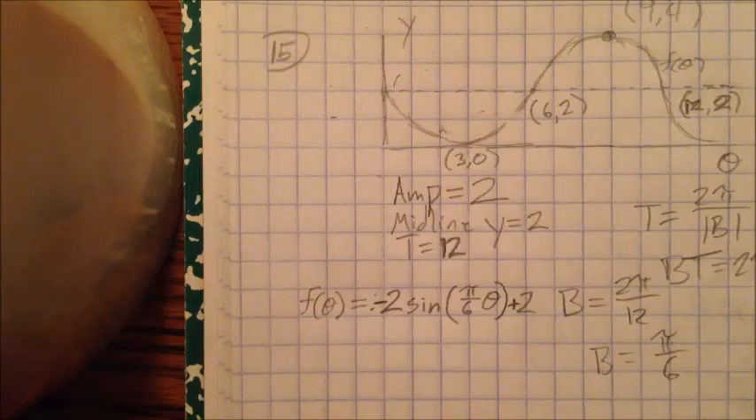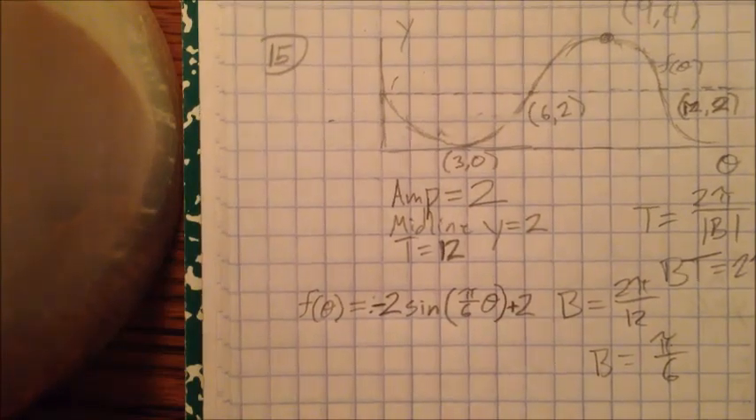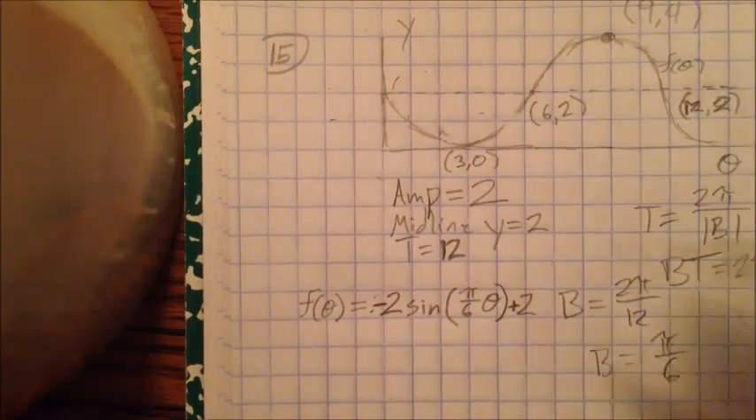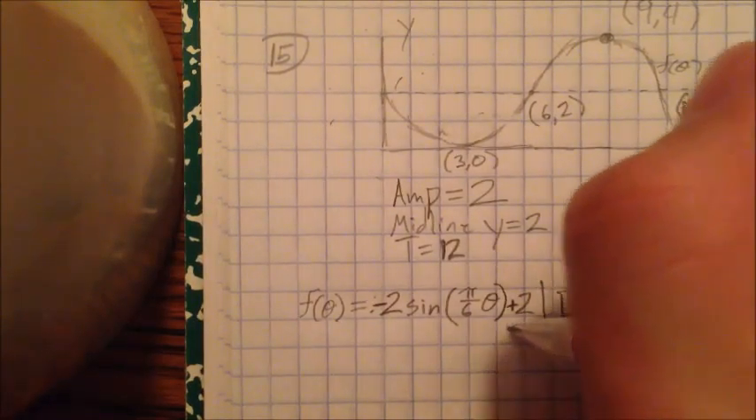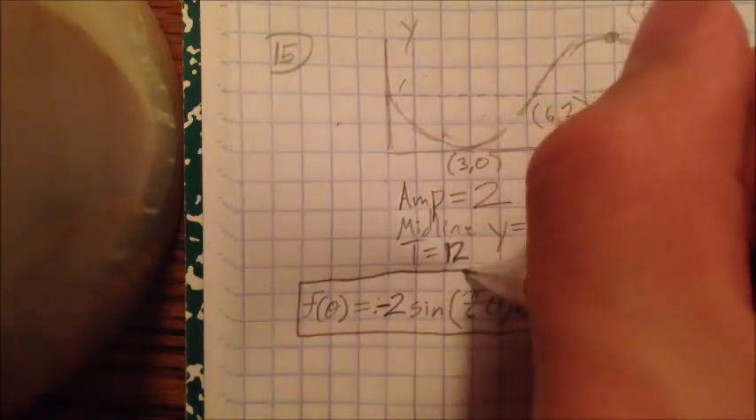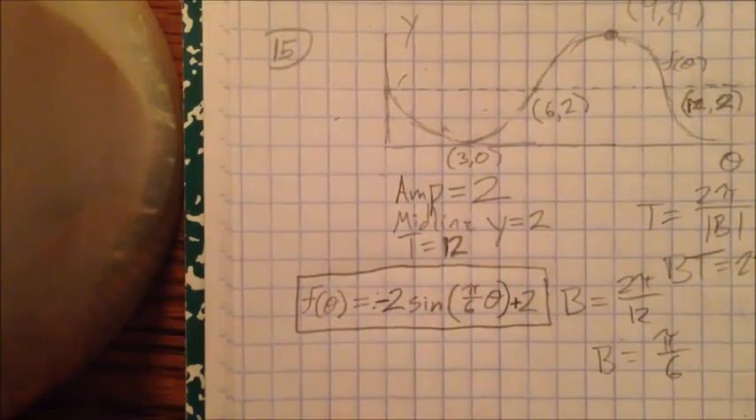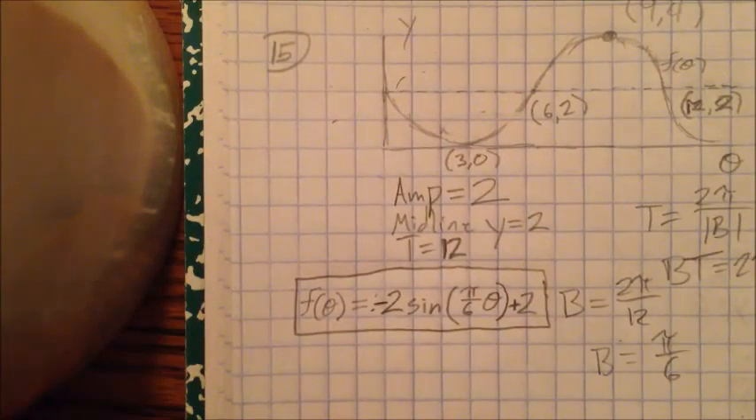Does this check out? Let's check the answer. -2 sine pi theta divided by 6 plus 2. That is exactly what we have here. I just did not put theta in the numerator. I kept it as its standalone number. And that's how you do 13 and 15. I'll see you in the next video.